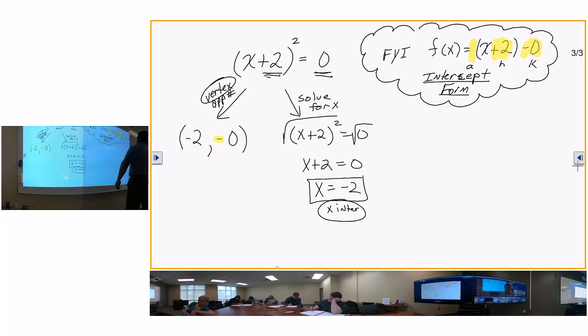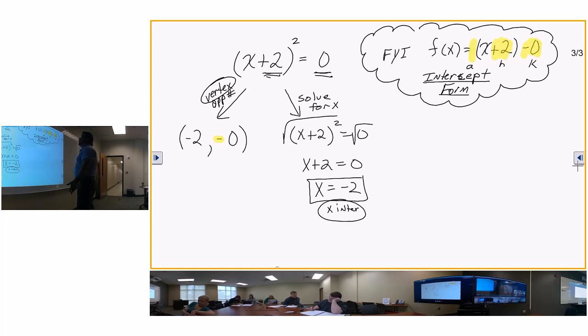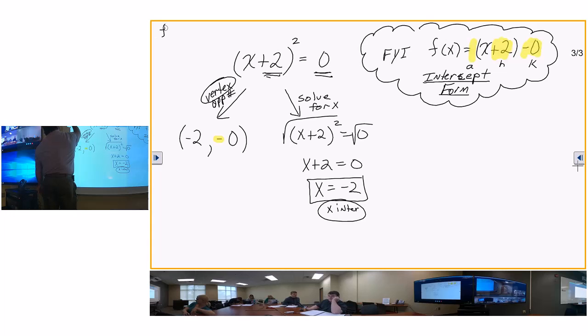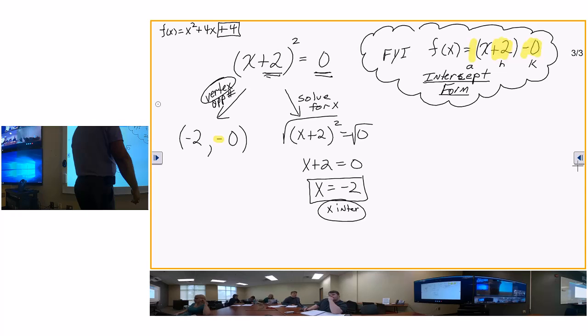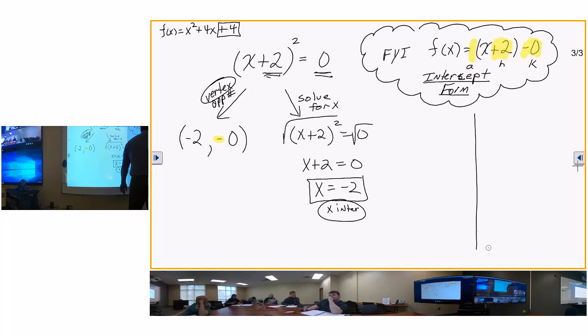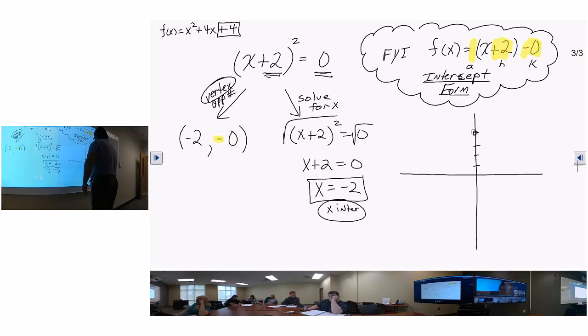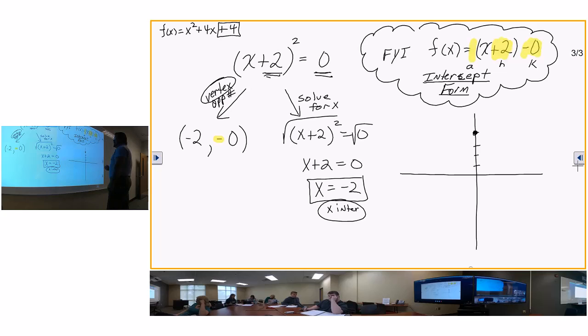So now I can plot this point. What's my y-intercept? Well, my original equation was what? f of x is equal to x squared plus 4x plus what? There's my y-intercept. So now I've got 2 or 3 points. 1, 2, 3, 4. There's my y-intercept. My x-intercept is negative 2, 0. And that's also my what? My vertex. So that means I've got a parabola.